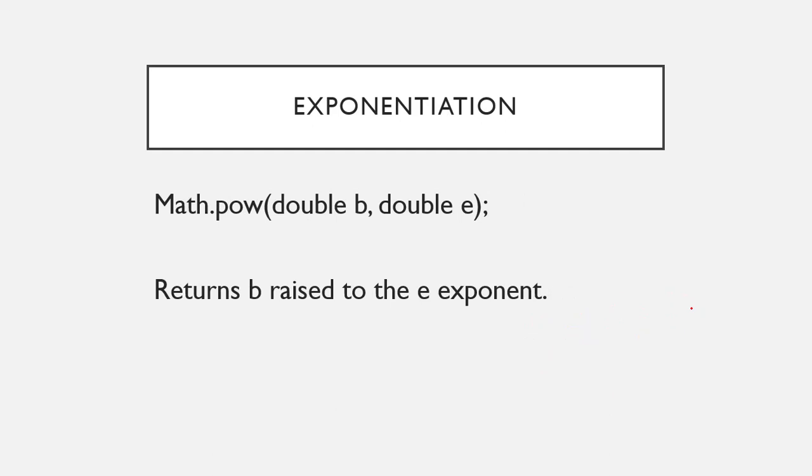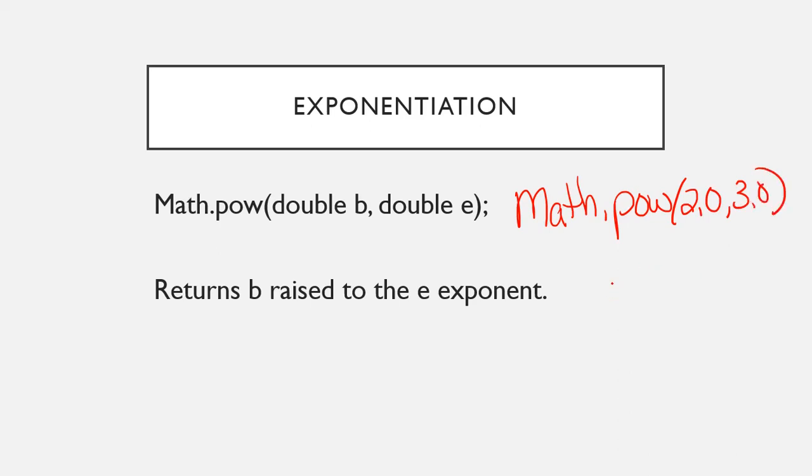Exponentiation. There is not an easy exponentiation in Java. It's kind of old, so we kind of have to have a hack to do it. So we're going to use the Math.pow function. Double b, double e, so you have to give it two doubles. What it's going to do is return b raised to the e exponent. So if I go Math.pow 2.0 comma 3.0, it will take 2 to the third and it will spit back out 8 for me. So keep in mind, that is optional for you if you want to exponentiate.